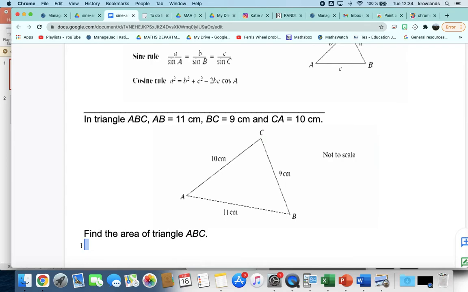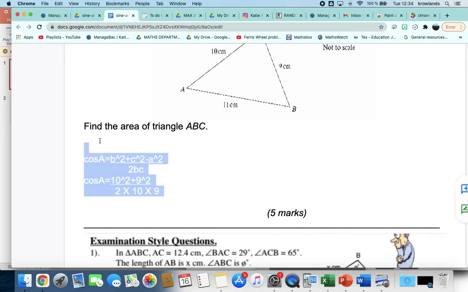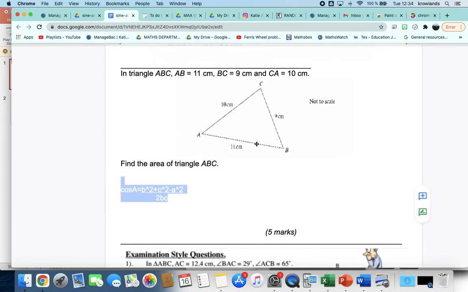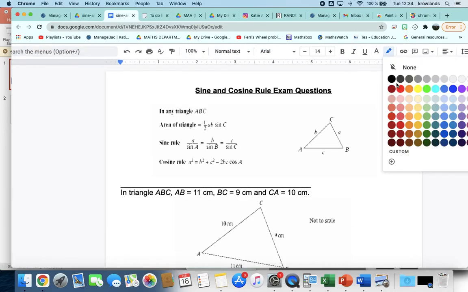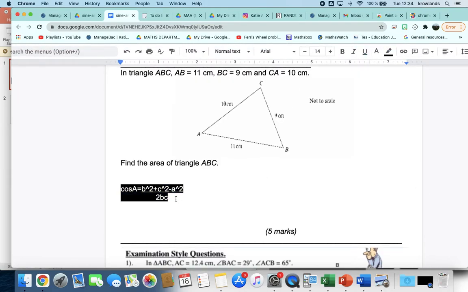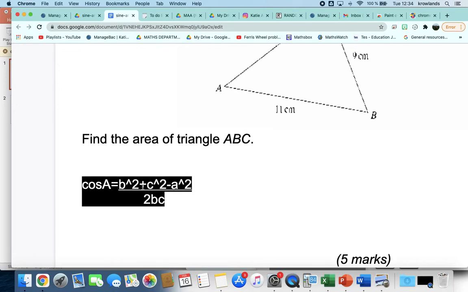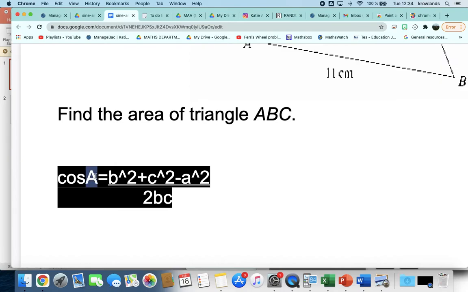So let's have a go at this. The first thing we need to do is write down the correct formula, and this formula will be given to you in your M5 but not your D1 exam, so you need to remember this formula. Cos of A equals B squared plus C squared minus A squared over 2BC. If you want to memorise it, you have cos of an angle, then you have the opposite two letters squared added together minus this letter, the side version, squared, divided by 2 times these two letters multiplied together.